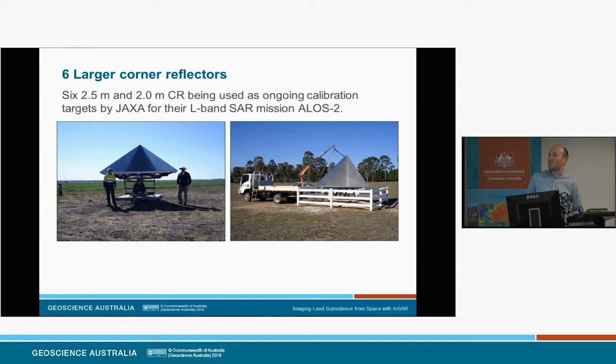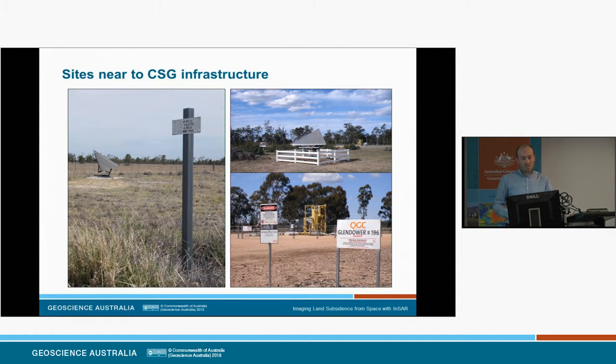These had their own challenges. We had to use a 3-man team and a truck-mounted hiab to actually assemble these corner reflectors, given the considerable weight of these panels. Several of the sites are located near to coal seam gas infrastructure. In fact, this site is probably only a few hundred metres from one of these extraction sites, and as a result, we may see some interesting signals going forward observed by the geodetic infrastructure.